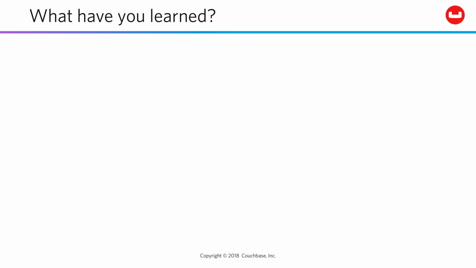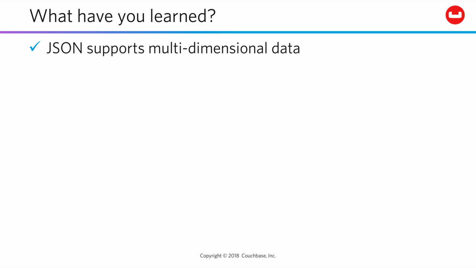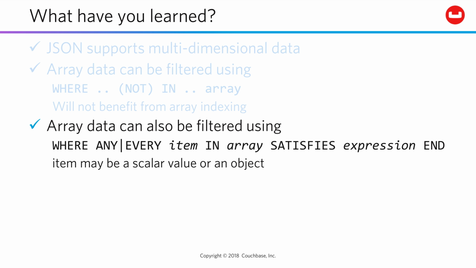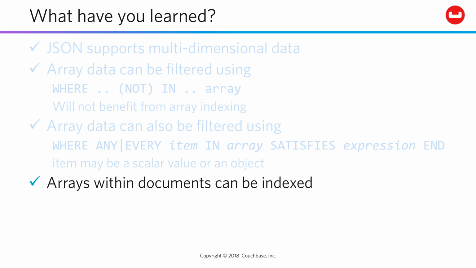So what have you learned? JSON makes multidimensional data easy, using objects, arrays, and combinations of these. You can filter for scalar values in an array using this simple where-in syntax, or if you wish to make use of array indexing, you can filter for multidimensional values by writing an iterator to check which values, whether scalar or complex, satisfy a particular expression. And we saw that indexes you create for nested array data are picked up and used in corresponding filtering expressions by using the same iteration variable name.